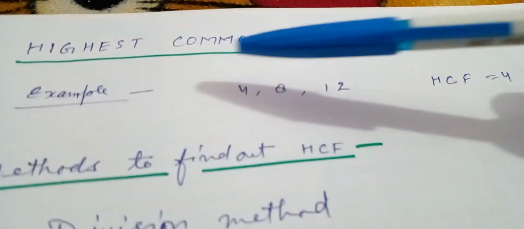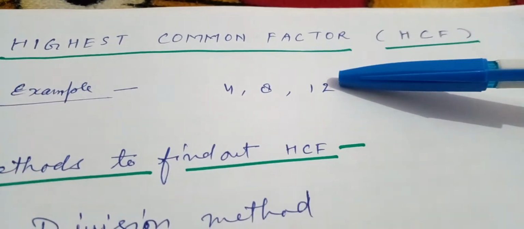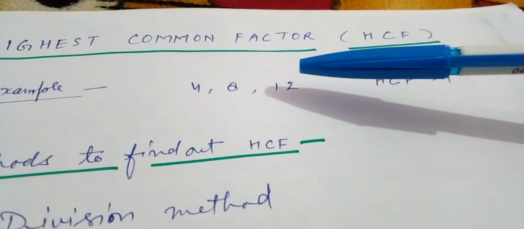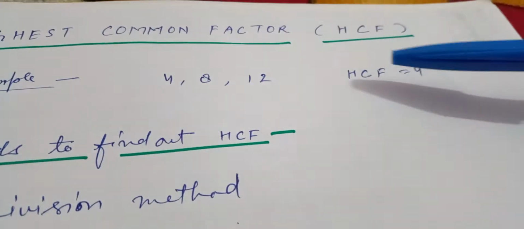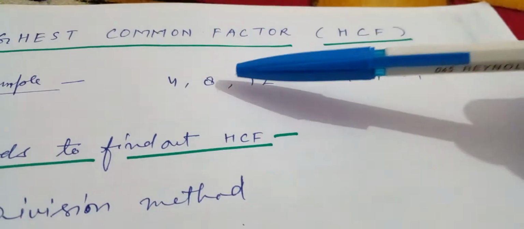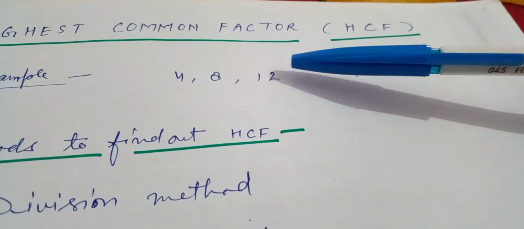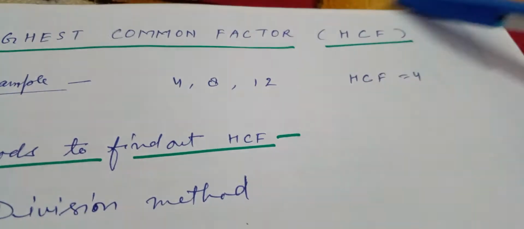Example, here are three numbers: 4, 8 and 12. The highest common factor of these three numbers will be 4, because 4 completely divides 4, 8 and 12. So the highest common factor of these numbers will be 4.